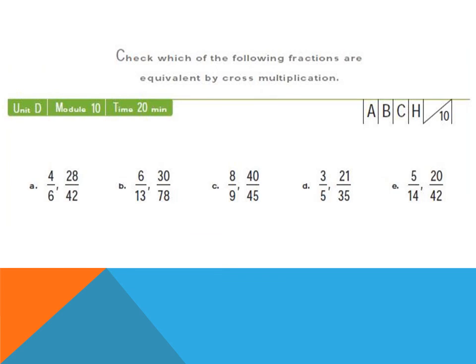Module number 10. Check which of the following fractions are equivalent by cross multiplication. By cross multiplying, if the right hand side is equal to the left hand side, then they are equivalent. If they are not equal, then they are not equivalent. Again I am telling you, if required, refer to the previous video, revise the theory part, then come back and do the questions. I will show you the answers at the end of the video.